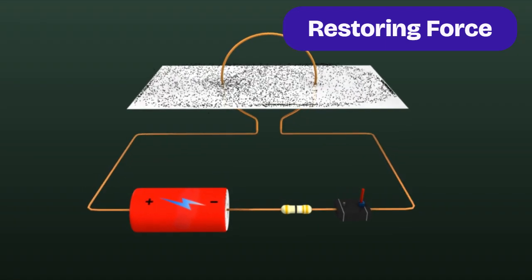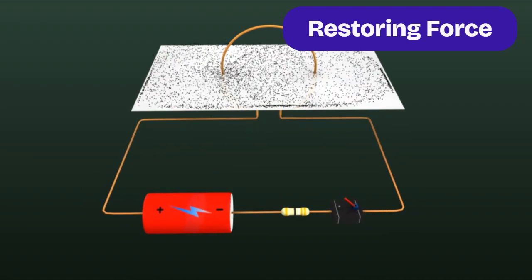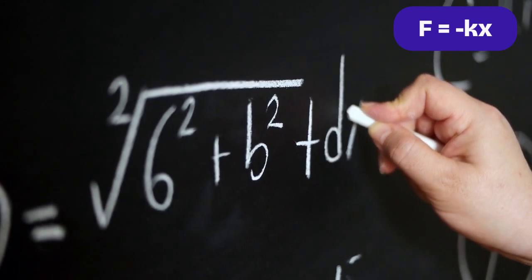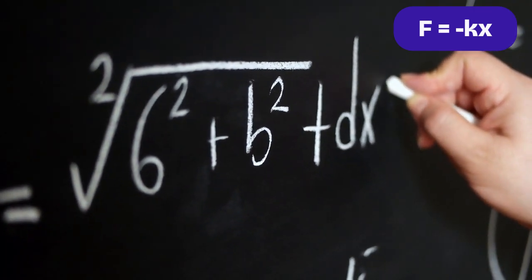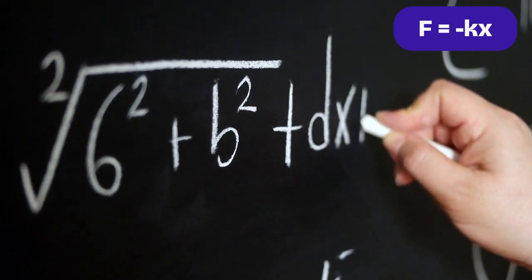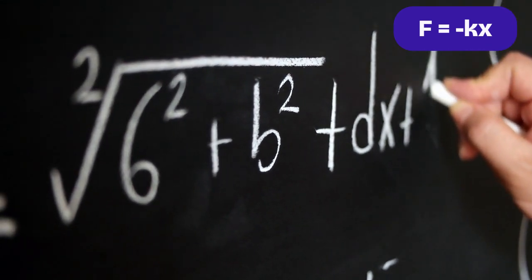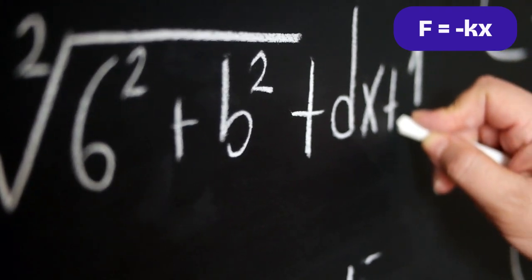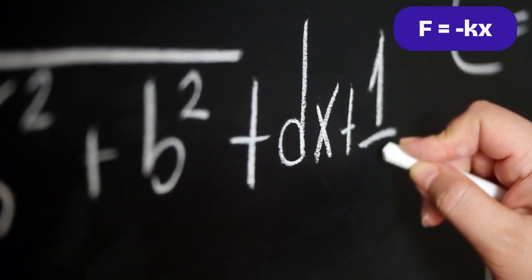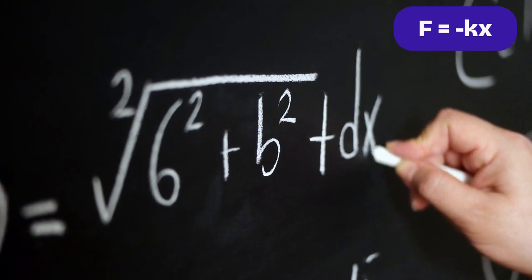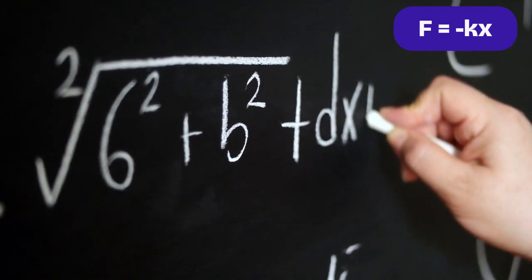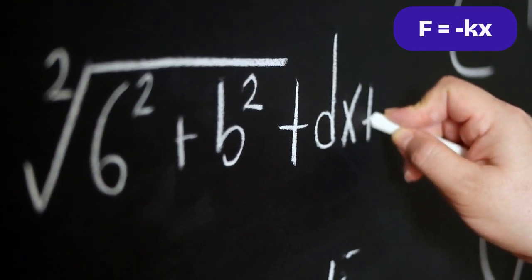Simple harmonic motion is a type of periodic motion where the restoring force is directly proportional to the displacement and always points toward the equilibrium position. In practical terms, the more you pull an object from its center, the stronger the force pulling it back. For example, in a mass spring system, this relationship is described by the formula F equals -k times x. Here, F is the restoring force, k is the spring constant, and x is the displacement from equilibrium.